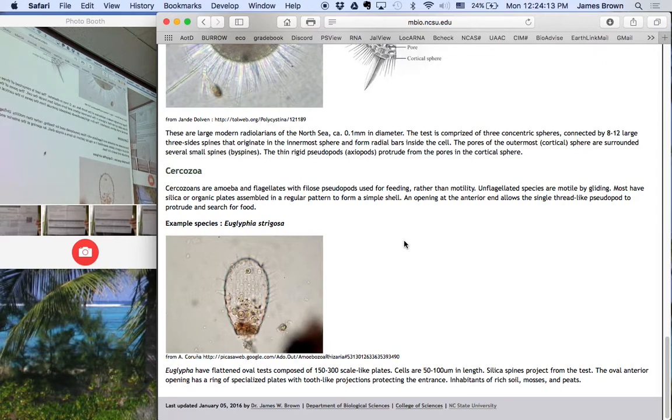These things are also silica. These things exist in soil. Most of the organisms in this group are marine or freshwater. This is a soil organism. Wet soils, actually.